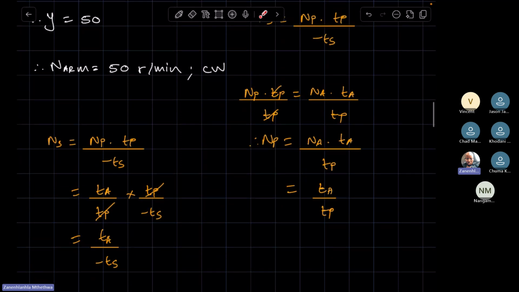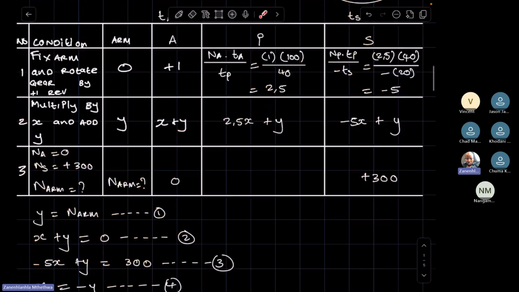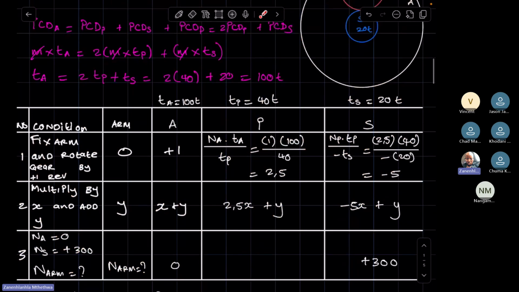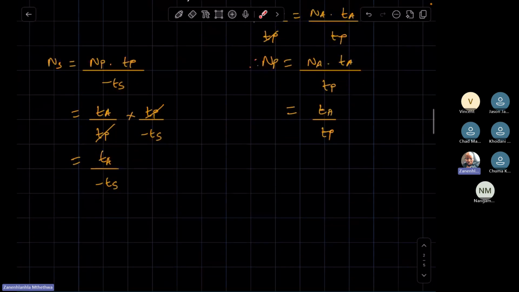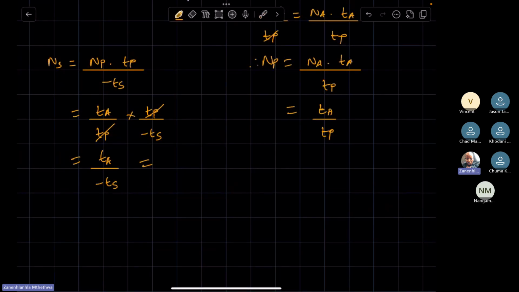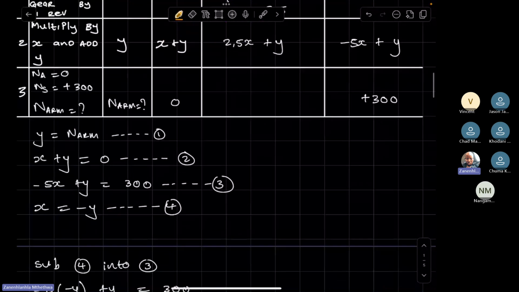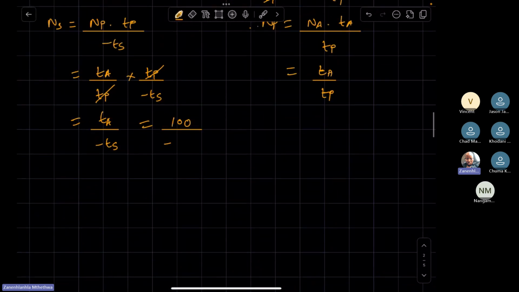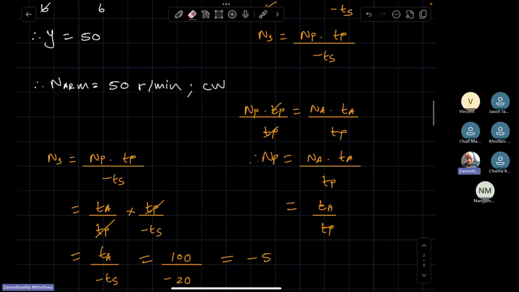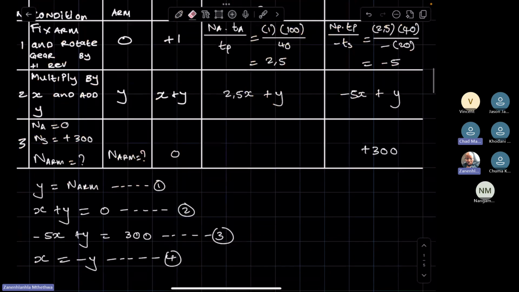All right, so to see if you get the same thing, the number of teeth of A is 100. So this would be 100 divided by negative TS, which is 20. So 20, which will be equal to negative 5. Negative 5. Yeah, okay, we've got the same thing.